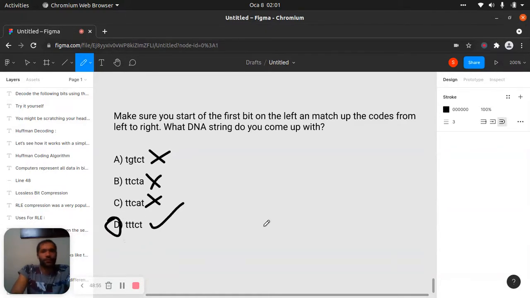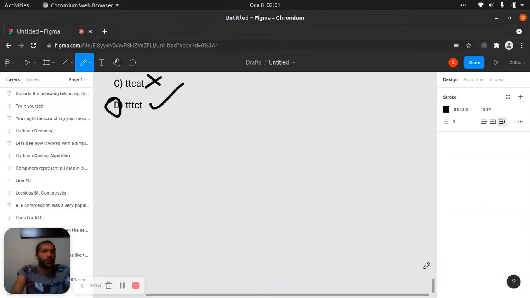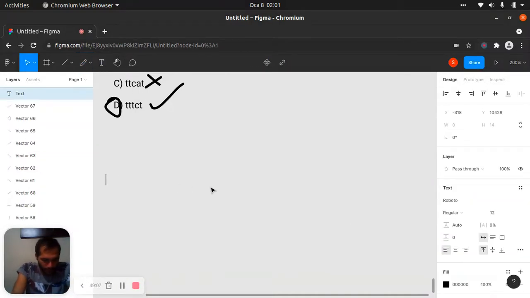So have you seen? We decoded it. This is Huffman coding helping us to solve this kind of problems. Let's come down and let's say that's the beauty of Huffman coding.